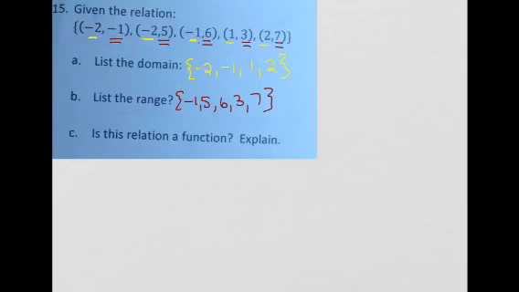Is the relation a function? Well, this -2 goes out to two different values. It goes out to -1 and it goes out to 5. So remember, for a relation to be a function, each input can only go out to one unique output. It can't go to more than one. So this is where it falls apart right here.